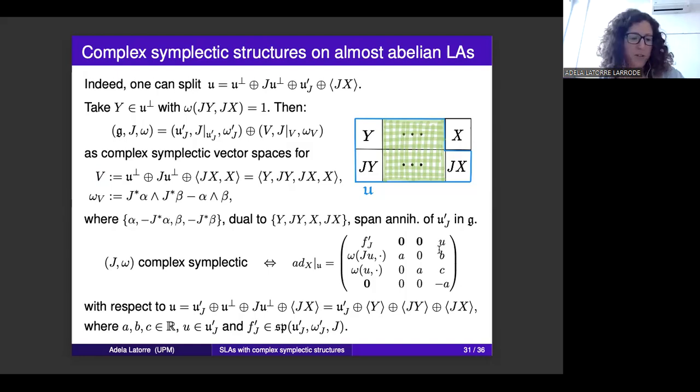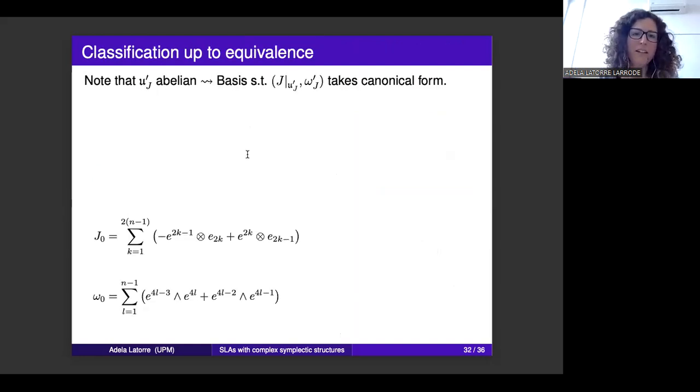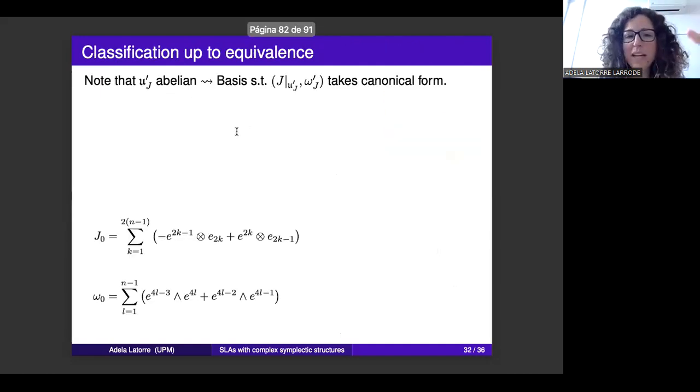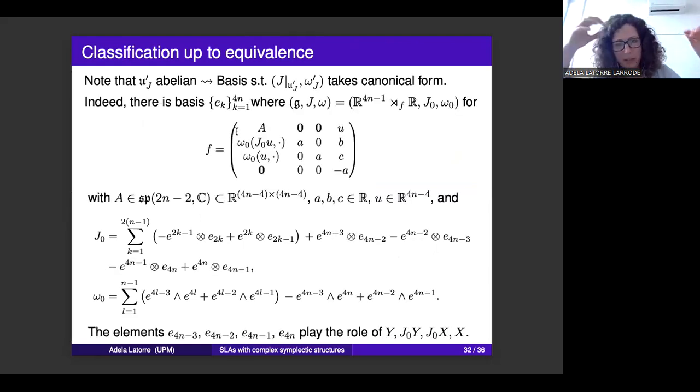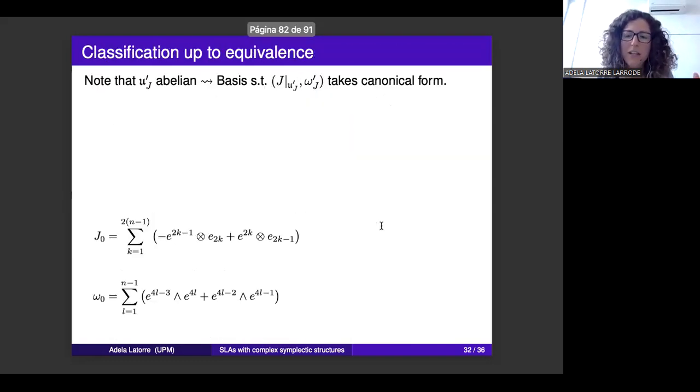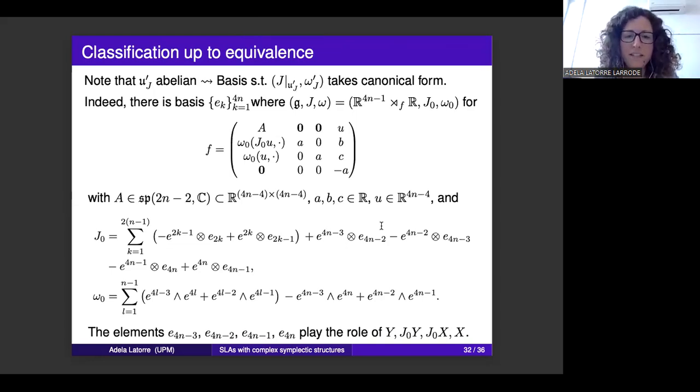But thanks to this structure, observe that the part in clean is in fact something abelian. So when you put the complex structure and the symplectic structure, you can do it in such a way that they take the canonical form. But then putting the other parts, this part here, and using this, you can check that you have something like that, where the complex structure on the full algebra is of this type, and same with the symplectic structure.